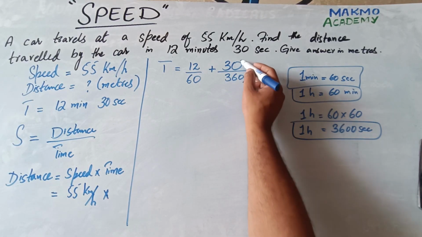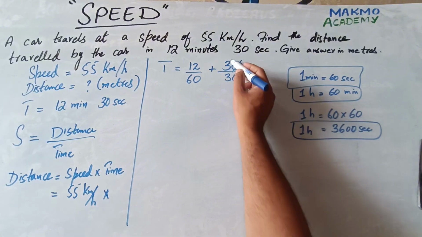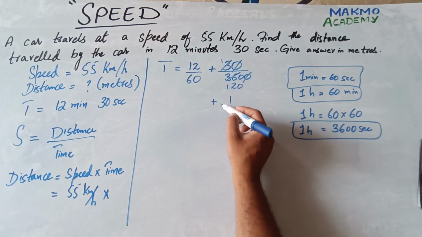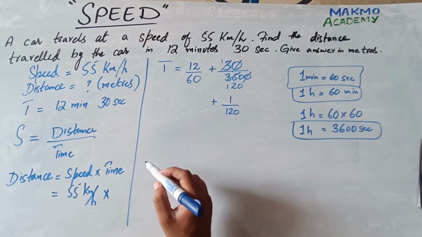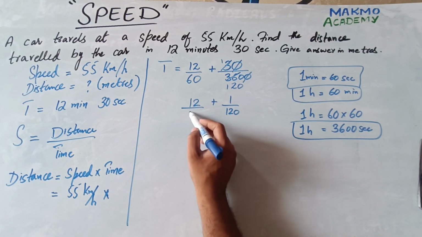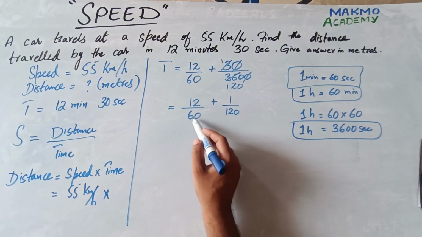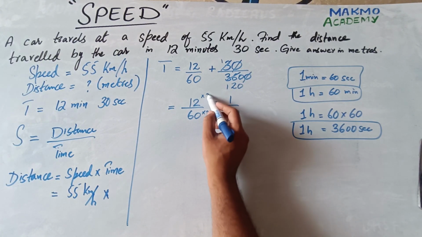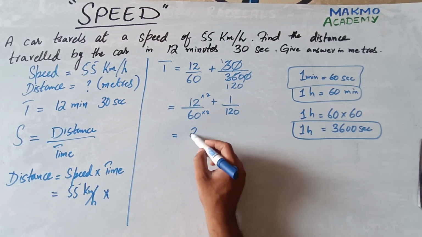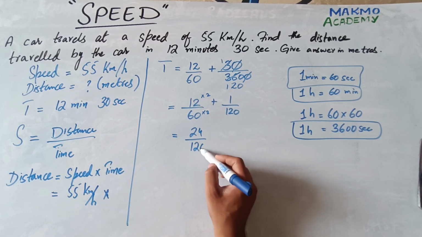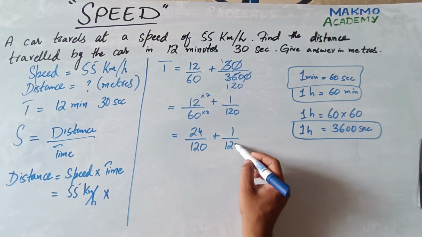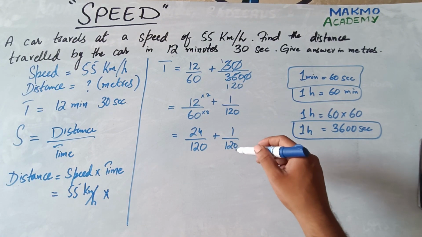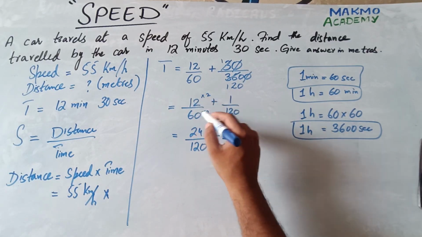So let's simplify it. 3 1s are 3, 3 2s are 6. So that means 1 upon 120, and this is 12 upon 60. If we multiply this by 2, 60 2s are 120, 12 2s are 24. So 24 divided by 120 plus... we can find the LCM as well, but over here making the denominator common would be much easier. That's why I have multiplied 60 by 2.